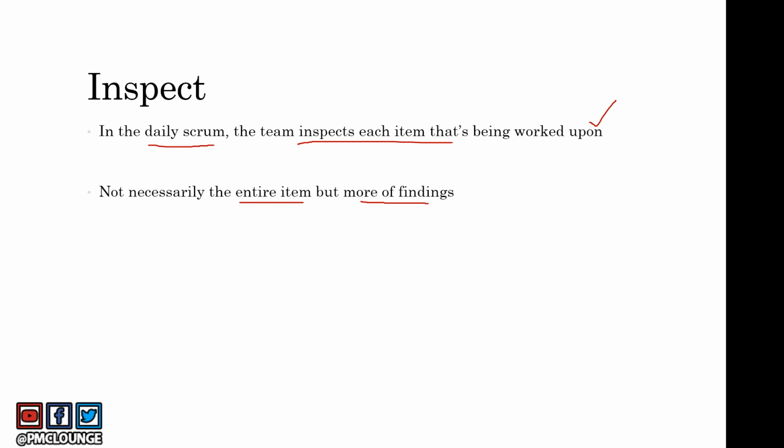Now, of course, this is because the daily Scrum is a very short meeting. But I know of instances where in the daily Scrum, people tend to review everything, and the daily Scrum tends to go beyond what it is supposed to in terms of the time required. But that's not the textbook daily Scrum. In the textbook daily Scrum, you are quickly sharing the findings of each of the items being worked upon by fellow Scrum team members.